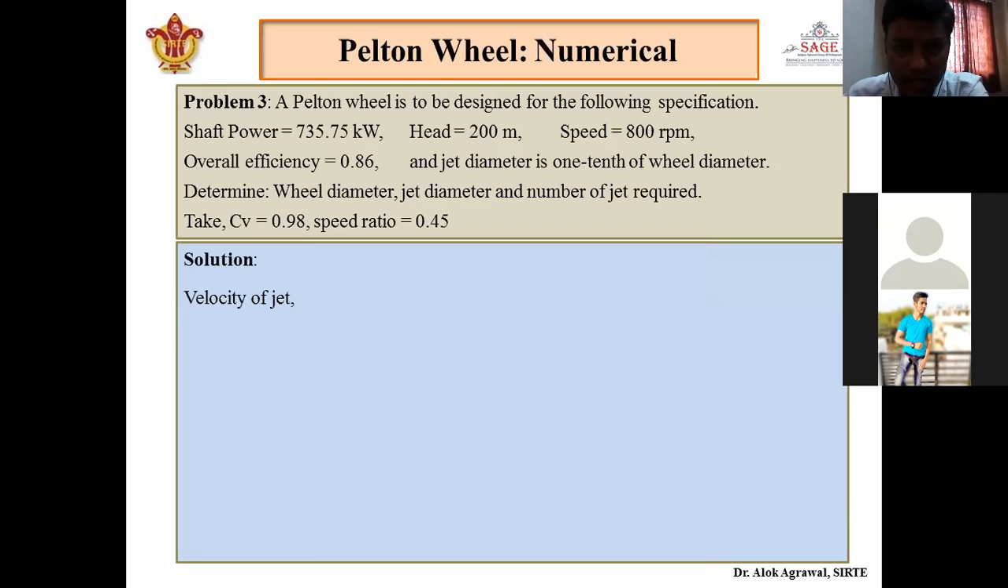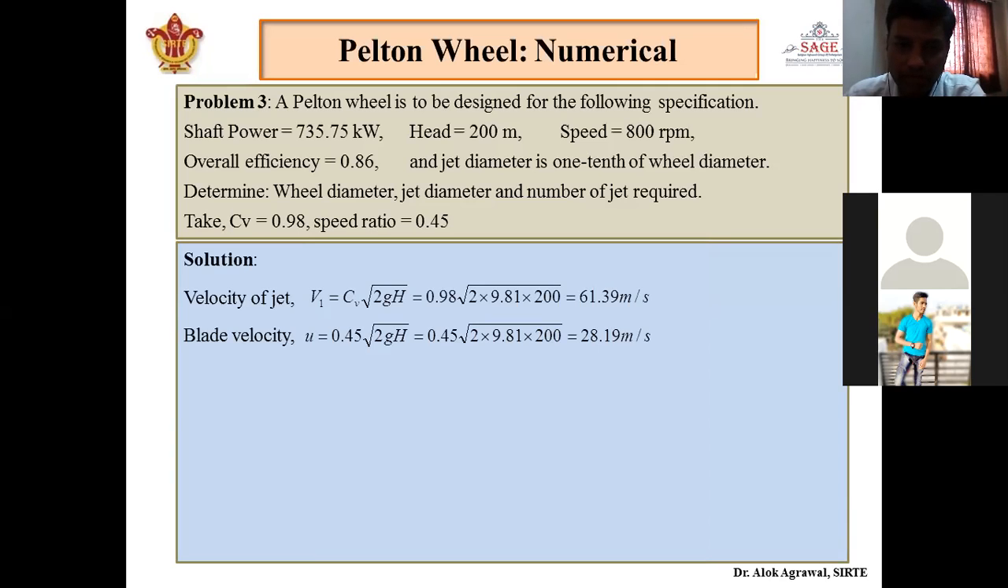So starting with the solution, velocity of jet, again CV is given as 0.98. So CV into under root 2gh, we get the velocity of jet, that is 61.39 meter per second. Next is blade velocity. Speed ratio is given. Similar to the last problem, blade velocity can be calculated by 0.45 into under root 2gh. That comes to 28.19. These two things you will get in almost every problem of Pelton wheel, and you have to calculate like this.